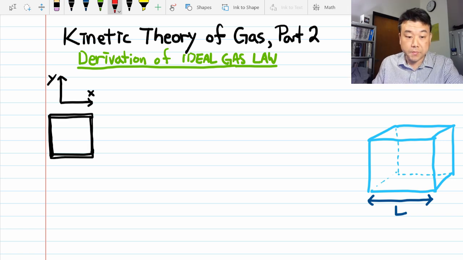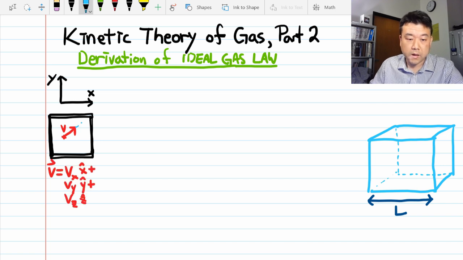Let's consider a single gas particle with some velocity v. You can express the velocity vector with x, y, and z components. And it's going to follow some trajectory, bouncing around in this box. Now, as this gas particle bounces around, each time it bounces on a wall, it's going to exert a force. So let's try to describe that force. Specifically, I want to describe the magnitude of force perpendicular to the surface.